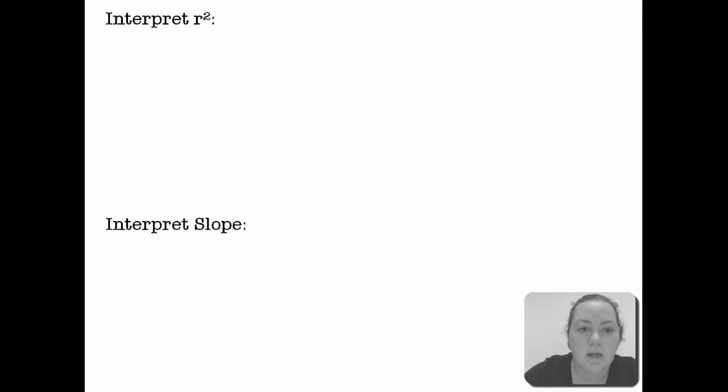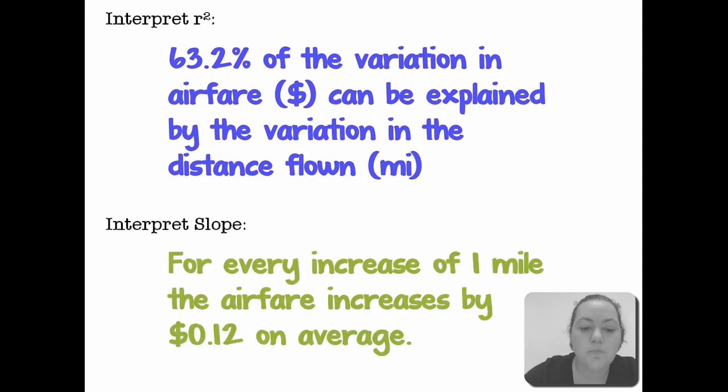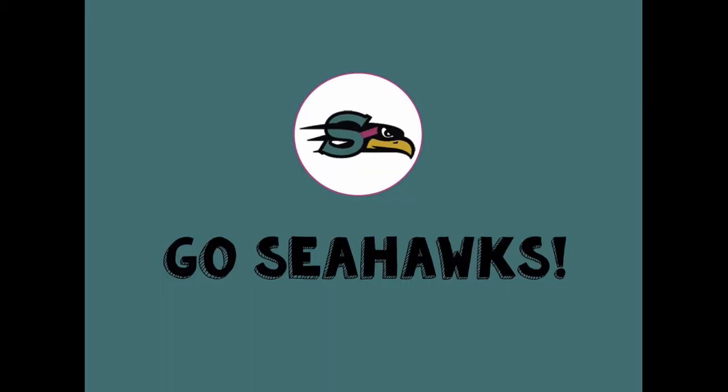I'm going to go ahead and interpret r squared and interpret the slope. So r squared is my coefficient of determination. And I would say 63.2% of the variation in airfare in dollars can be explained by the variation in distance flown in miles. And then interpreting the slope, for every increase of 1 mile, the airfare increases by 12 cents on average. All right, that's it.